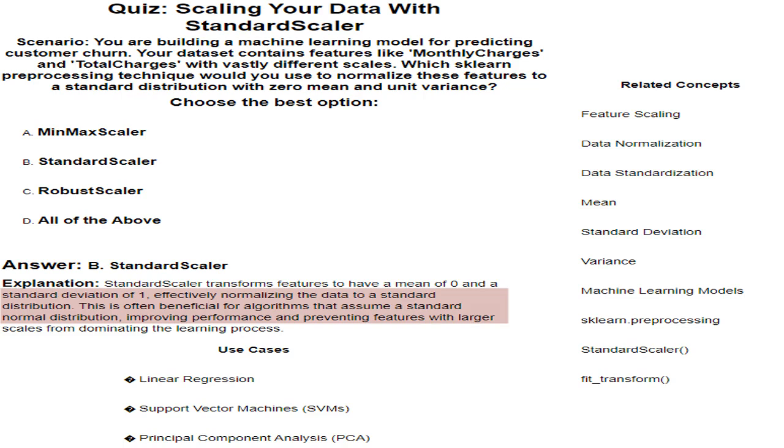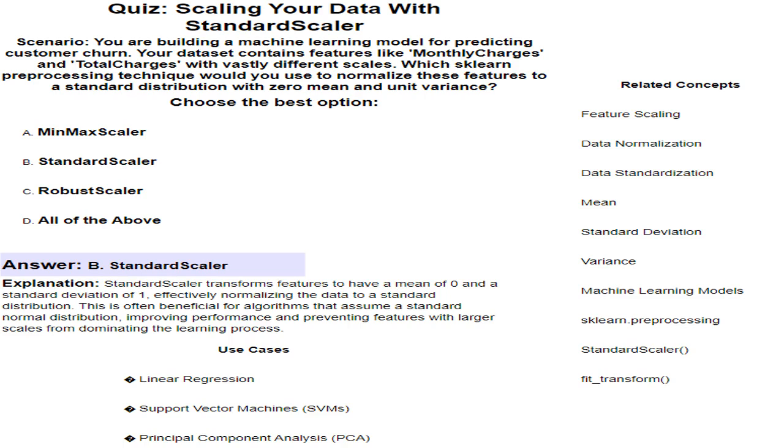Incorrect. While all the options perform some form of scaling, only standard scaler achieves the specific goal of a standard distribution with zero mean and unit variance. Incorrect. B, standard scaler. Feature scaling is the process of transforming features to a common scale.